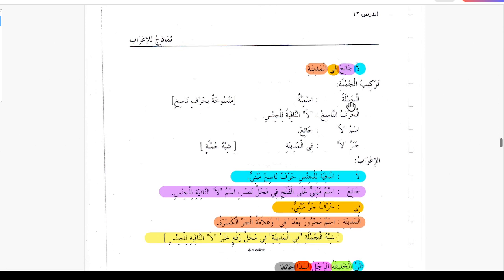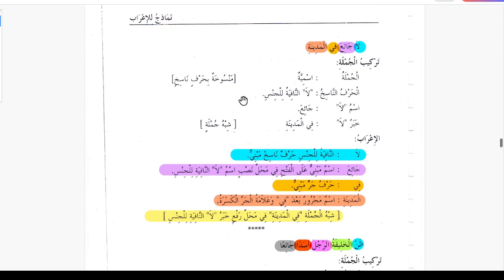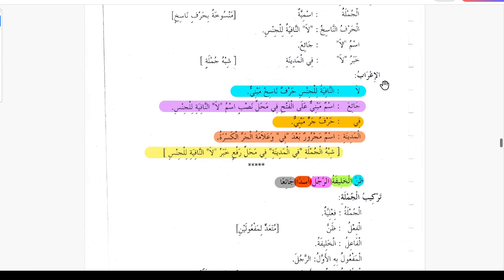So tarkibul jumla, this is jumla ismiya. As we know, la is a harf of nasikh which comes on jumla ismiya. So in harf of nasikh, la nafiyatu lil jins. So jumla ismiya is still jumla ismiya, but it is mansukhatun bi harf nasikh, cancelled by the harf nasikh. So there is no more mubtada and khabar. We will find ismu la and khabru la, just like inna and its sisters. So ismu la is jaiya, khabru la is fil madinati shibu jumla. So here are the i'rab.